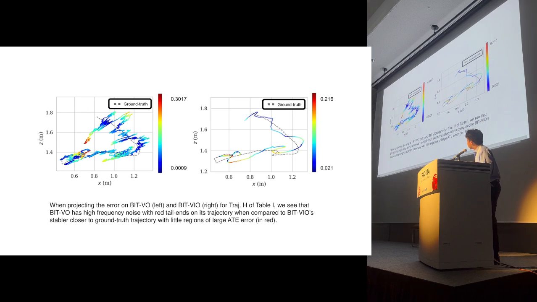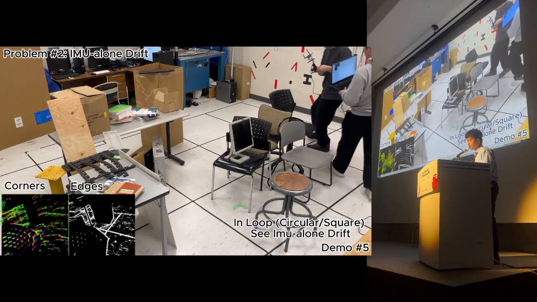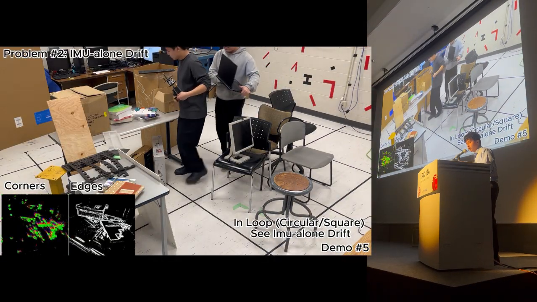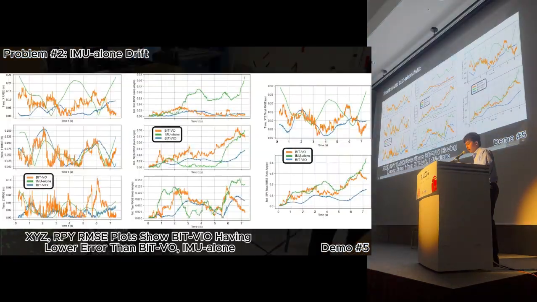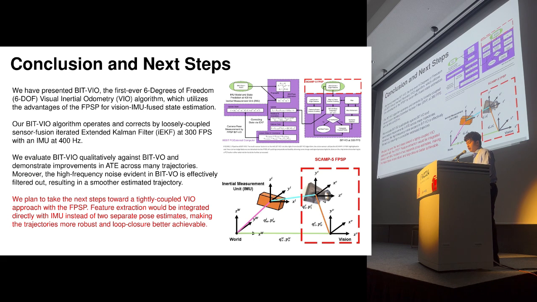And so, yeah, this is the first work on the FPSP-VIO, right? There's no visual inertial odometry using this. And here as well, as is known, IMU alone will drift, right? So we do a simple case, and you can see that our BIT-VIO, which is highlighted in blue, has the lowest RMSE error compared to IMU alone and vision.